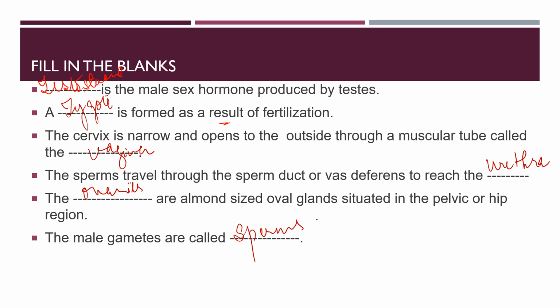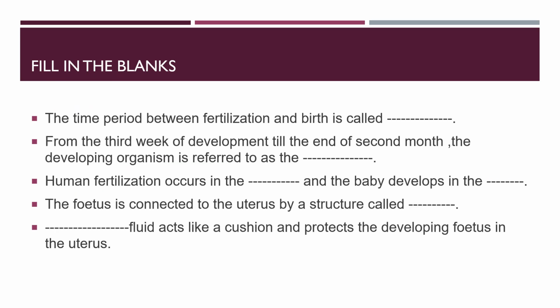So let us move on to the next slide. Now here we are continuing with the fill in the blanks only. Let us see the first one. The first one is the time period between the fertilization and the birth. As soon as the fertilization happens and before the birth, this time is called what? This is called the pregnancy period or the gestation period, right? So is it clear? It is either called the pregnancy or the gestation period.